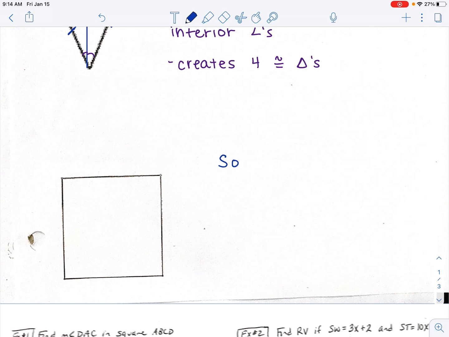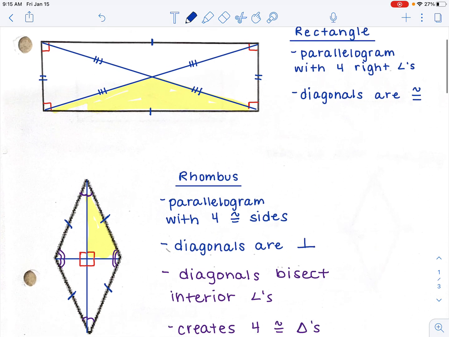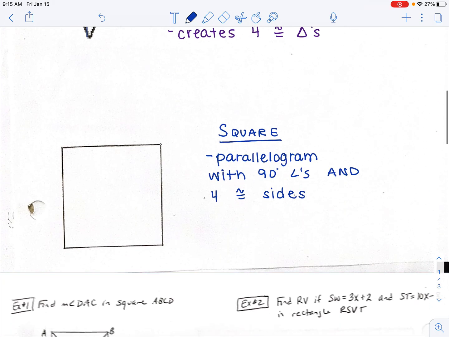All right, the very last shape we're going to look at here is the square. Now the square is what we call the perfect shape here. It's a combination of the rhombus and the rectangle. So this is still a parallelogram. But it gets right angles from the rectangle and 4 congruent sides from the rhombus. So it's taking those key features from these two shapes above, the right angles and the 4 equal sides, and combining them into what we call the square.